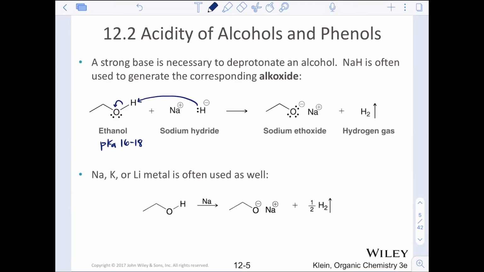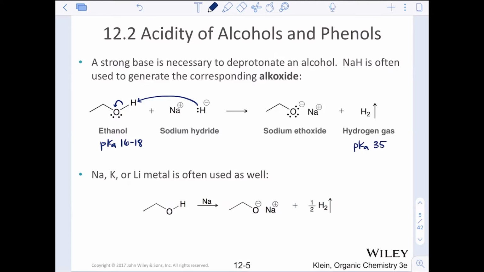The reason H minus is a really awesome base is because hydrogen gas is produced. It has a pKa of 35. So going from low pKa to high pKa, this would be a favorable reaction to get the alkoxide ion as the product. Sodium, potassium, and lithium can also be used as well. Those do more radical style reactions. You do not need to know those, but it is a good idea to remember the pKa of alcohols.